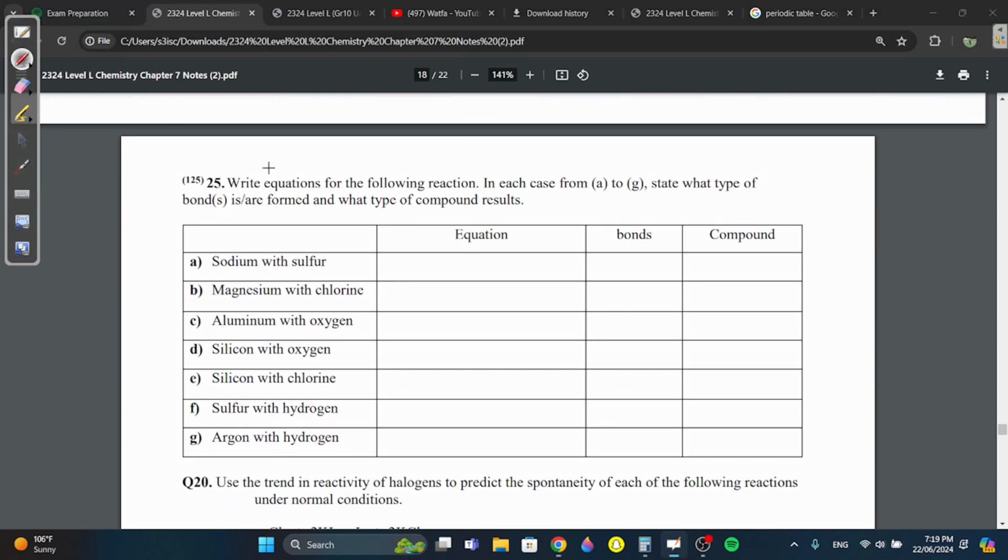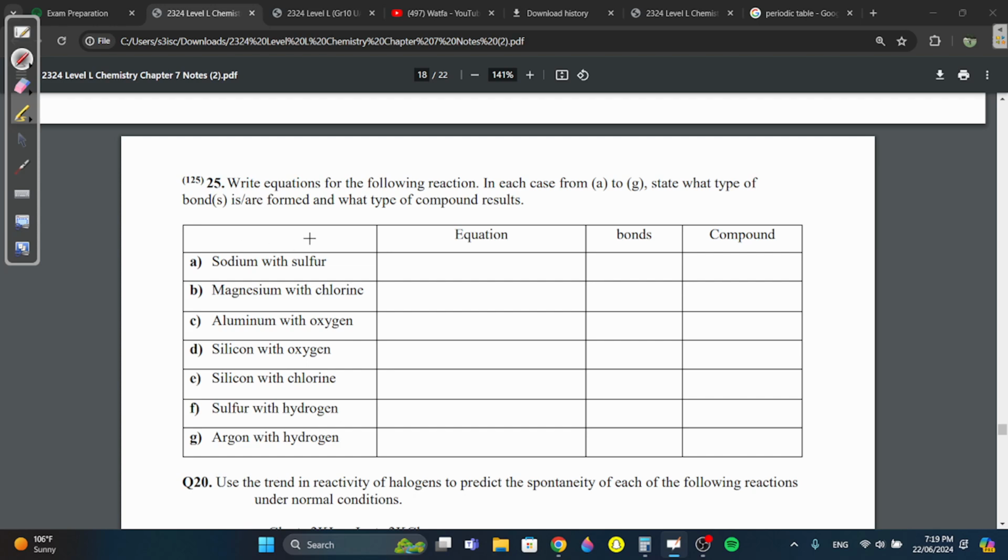Here, just write reactions. The equation for sodium and sulfur, so Na plus S, to produce, is it just NaS? Na plus, S2 minus. Let me check that. I don't know what I'm writing.